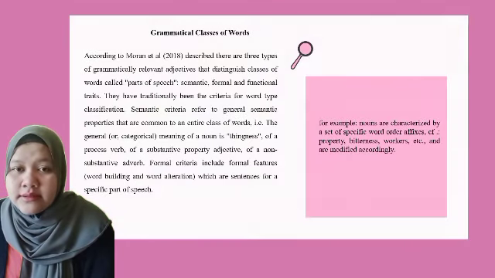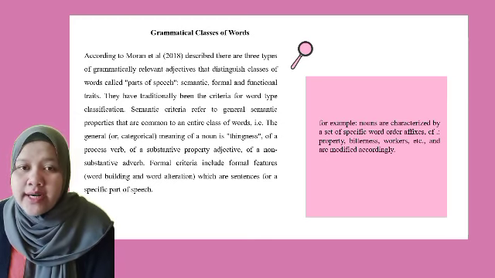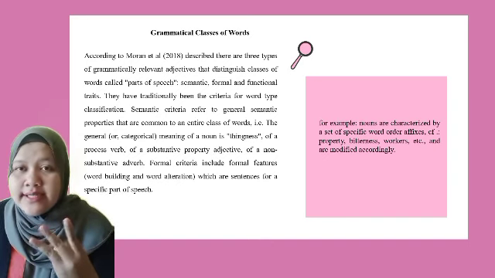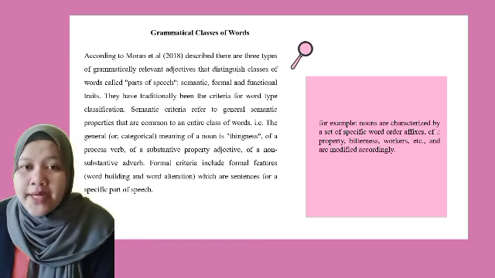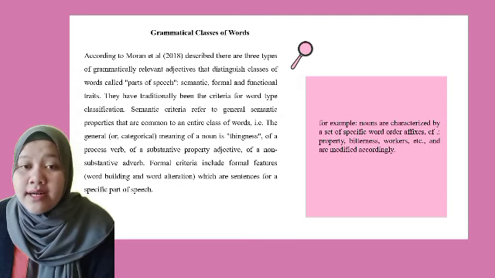And the next is about grammatical classes of words. According to Moran et al., 2018, there are three types of grammatically relevant traits that distinguish classes of words called parts of speech. There are semantic, formal, and functional traits. They have traditionally been the criteria for word type classification.